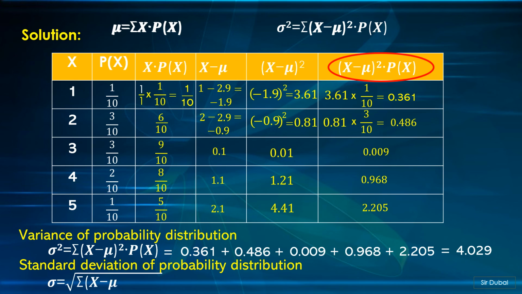Now let's proceed with the standard deviation of the probability distribution. Its formula is that one. It means that we are going to take the square root of our variance. We all know that our value for our variance is 4.029. So we're just going to square root that one. The result is 2.01. So that is how we solve for the mean, variance, and standard deviation of a probability distribution.